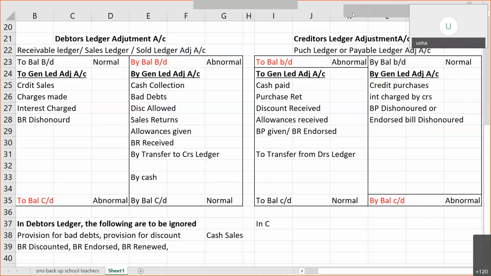Sir, what about trade discount, sir? Trade discount is not recorded at all. Nowhere it is recorded, nowhere it will come. It will not come in any books.